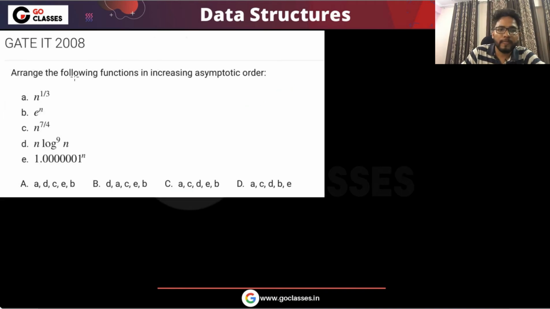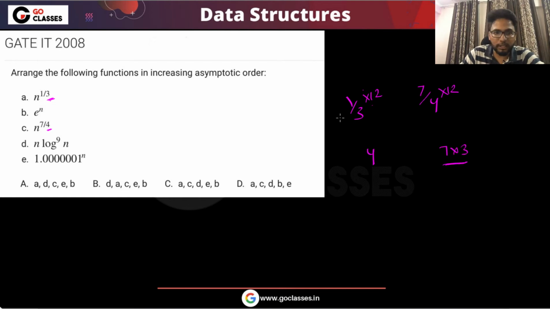Okay. Arrange the following functions in the increasing asymptotic order. So let's just arrange these functions. This is n power 1 by 3. This is n power 7 by 4. You can just compare the powers. So 1 by 3 is greater or 7 by 4 is greater? Let me multiply by 12. If you multiply by 12 both sides, it is actually 4 and 7 into 3, right? So you will say that 7 by 4 is greater. So obviously this is greater.